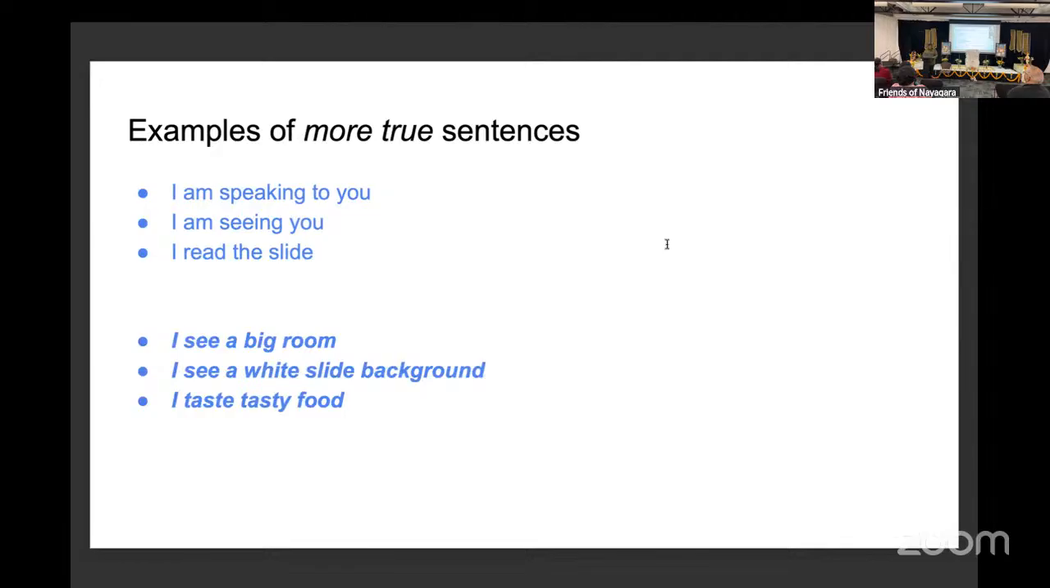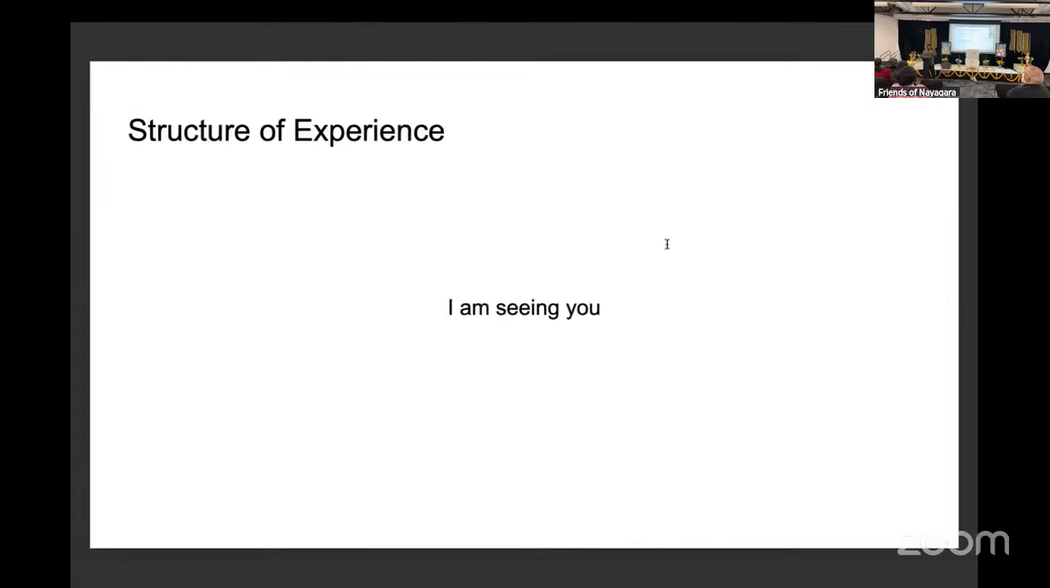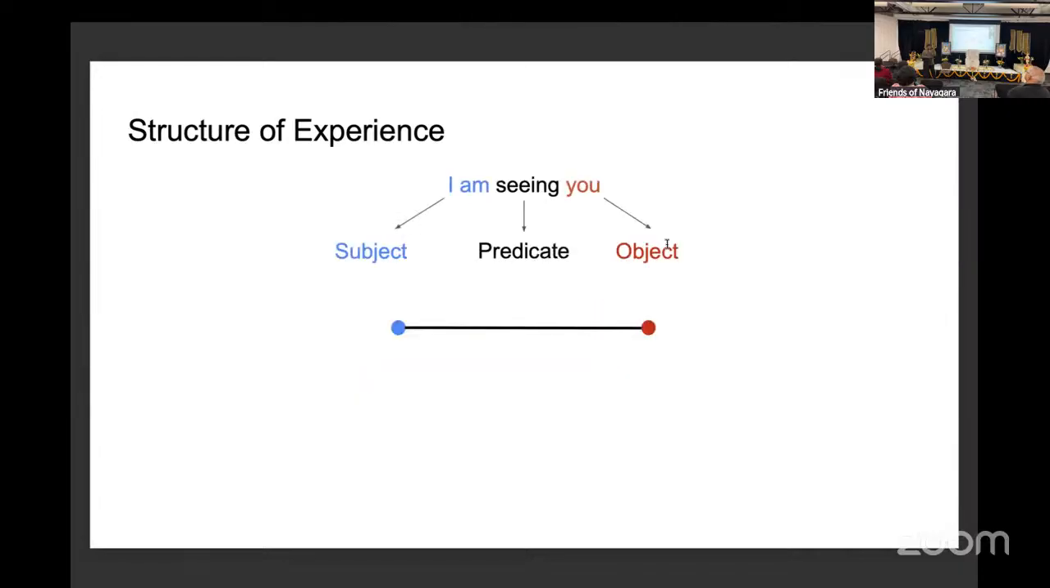Okay, great. Now, each of these sentences is essentially a statement of experience, right? And everything that's a statement of experience has the following structure. Let's take one of those examples. I am seeing you. It has a subject, a predicate, and an object. It has 3 things. I can show this visually as 2 dots, a subject and an object, connected by some predicate. So the seeing is the predicate that connects me and you. Okay?